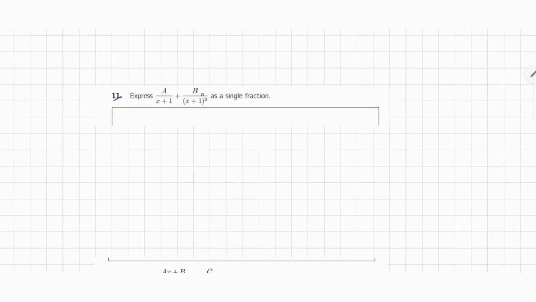For the 11th question, we have a common factor in the denominator, and to get x plus 1 squared in the first term, we can just multiply the numerator and denominator with x plus 1, and that gives us a common denominator x plus 1 squared.